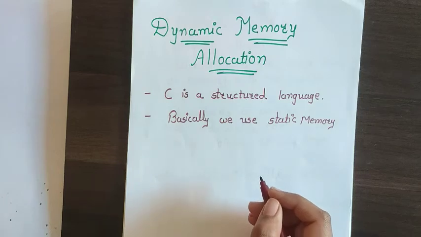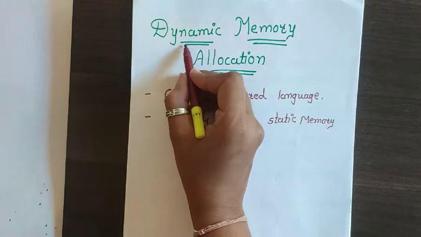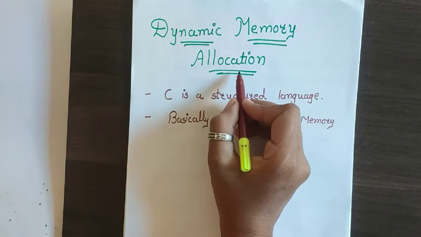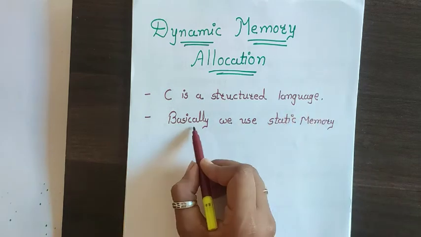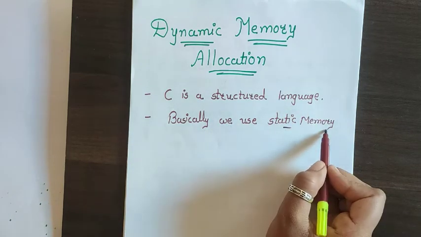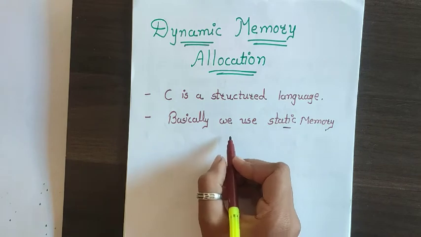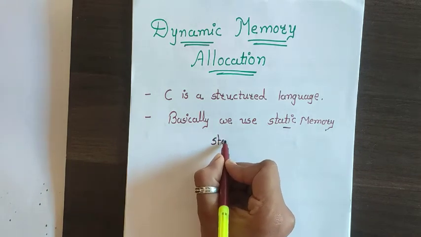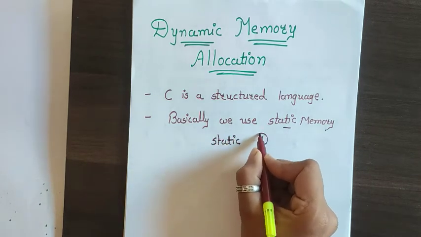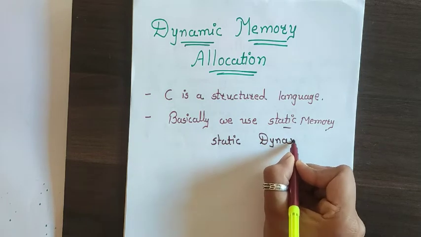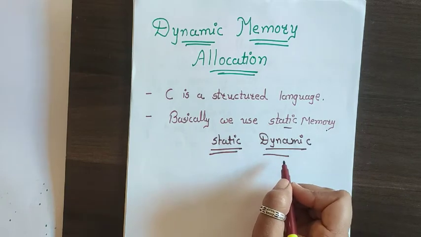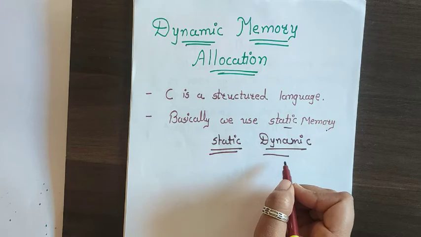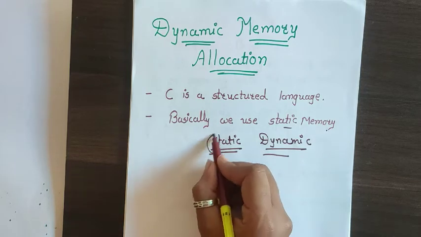Hello everyone. In this video lecture we are going to study about dynamic memory allocation. As you know, C is a structured language and basically we use static memory. There are two types of basic memory, that is static memory and dynamic memory. Usually we use static memory. Whenever we initialize any variable or suppose array, at that time we use static memory.